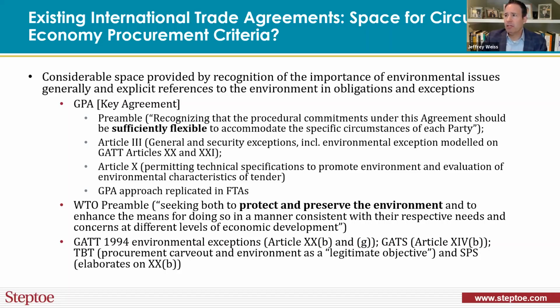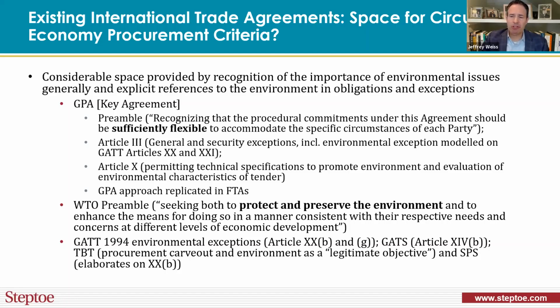Article 3 of the agreement includes an environmental exception to the provisions, which is modeled on the GATT exceptions, including the exceptions for protecting the environment. Article 10 really lays out the process for procurement specifications under the agreement, and that permits specifications that promote environmental protection and evaluating environmental characteristics as a criteria of tenders. And this approach has been replicated in free trade agreements, and we'll go through some examples of those.